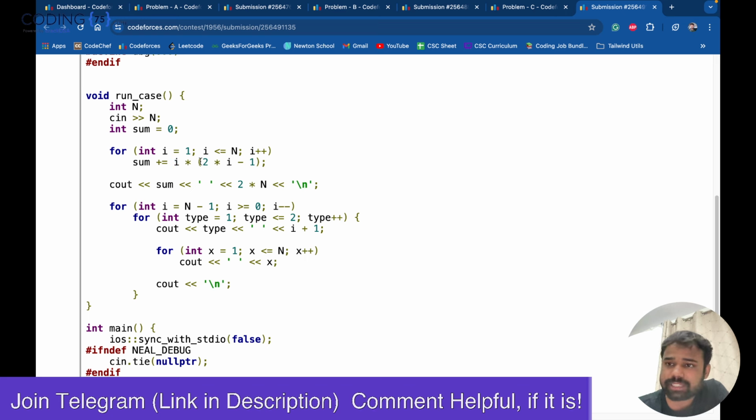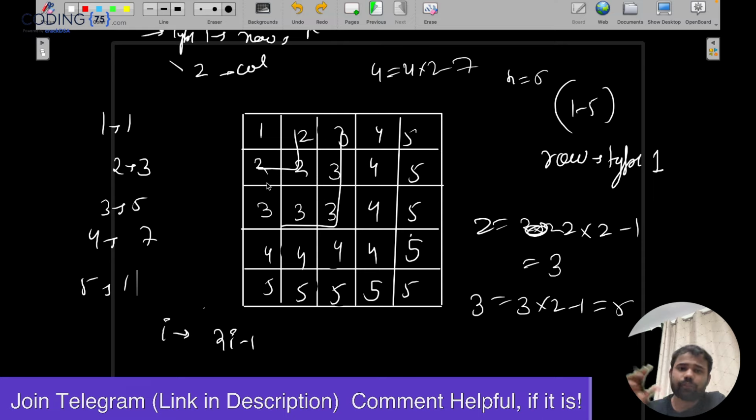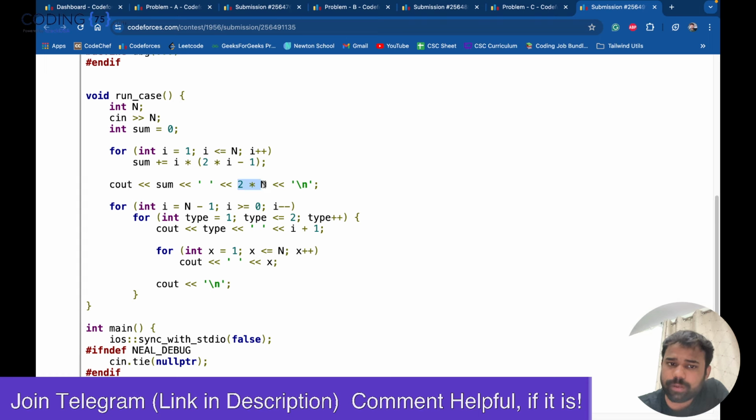And the number i is present, so what will their sum be? Sum will be i into 2i minus 1. I am taking the whole sum. Number of operations will be 2n, because for each row and each column, we are doing this operation alternately. So the number of operations will be 2n.